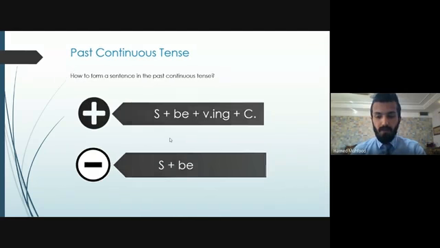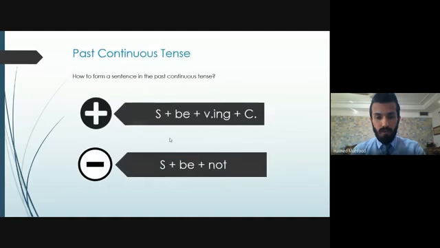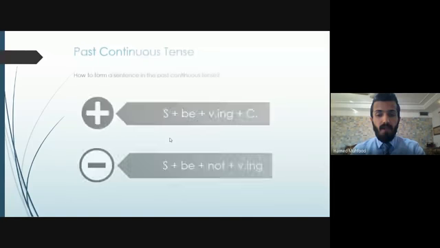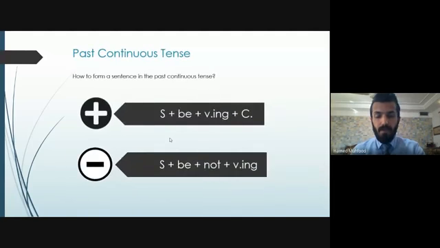And then comes what? The main verb? No. Comes the negative article not. So in the past continuous tense, we do not form the negative sentence using the auxiliary verb did, but we use the auxiliary verb be, just like what we do in the affirmative sentence. So the negative sentence starts with the subject and then verb be and then not, and then comes the main verb of the sentence in its ing form.